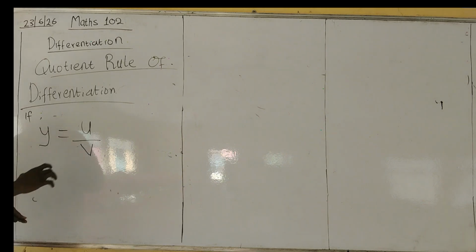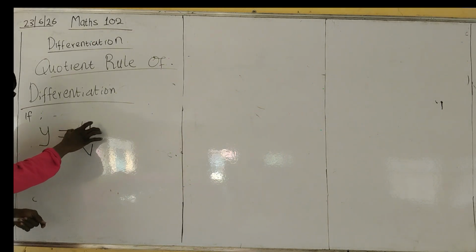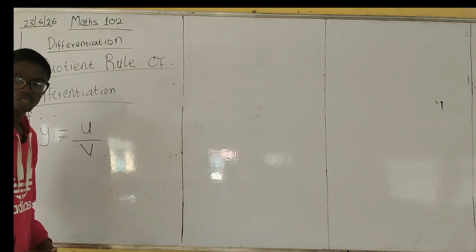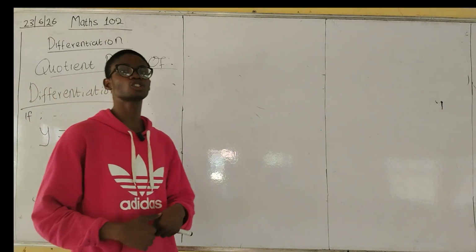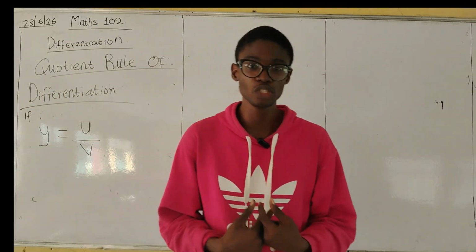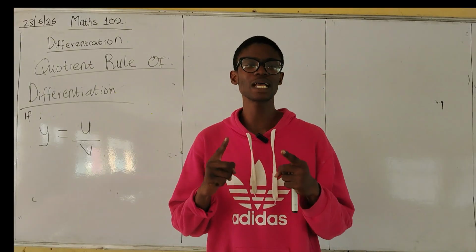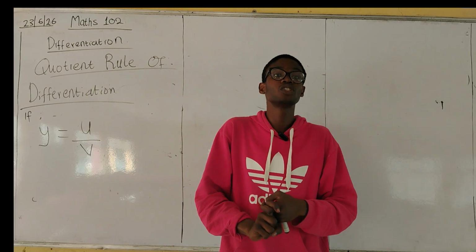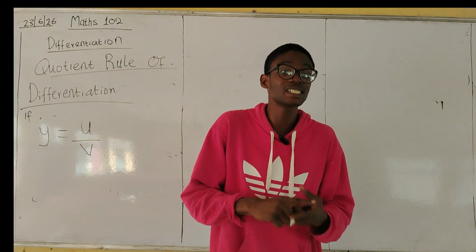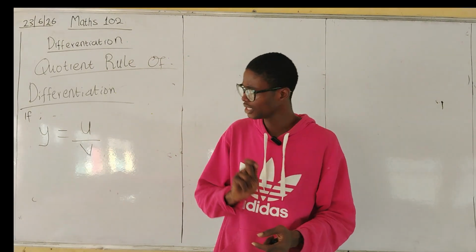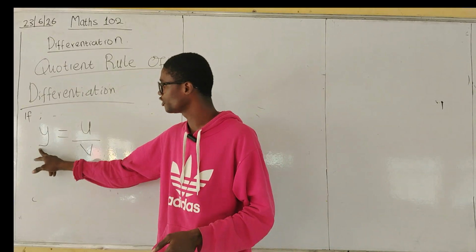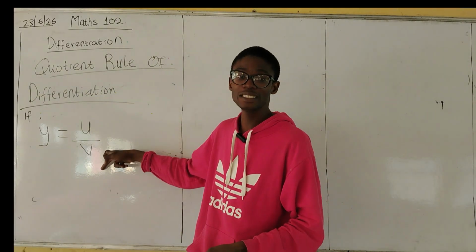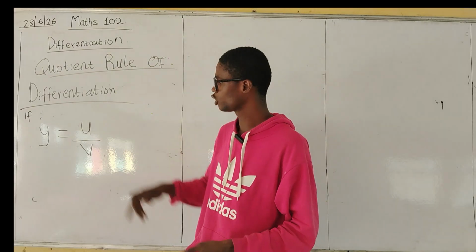It is used when we have a function divided by another function to differentiate. Remember that last time we talked about the product rule, which is used when a function is defined by two functions that are multiplying each other, and we want to differentiate it. This time we are talking about a function defined by two functions that are dividing each other.